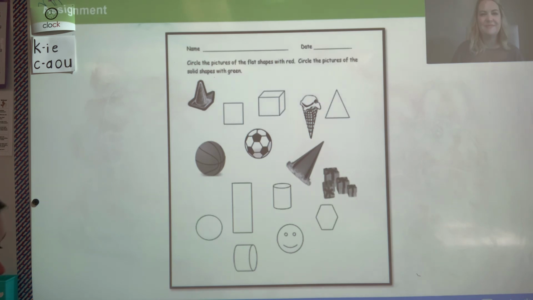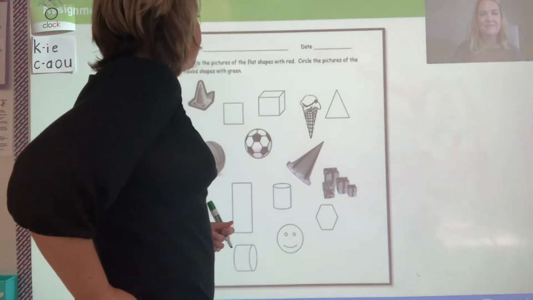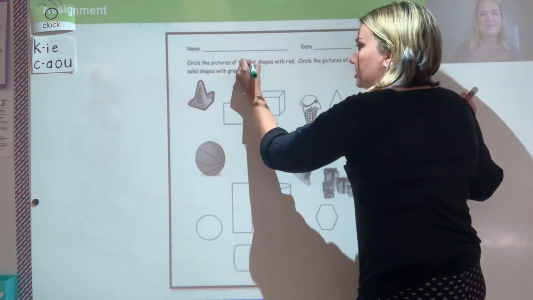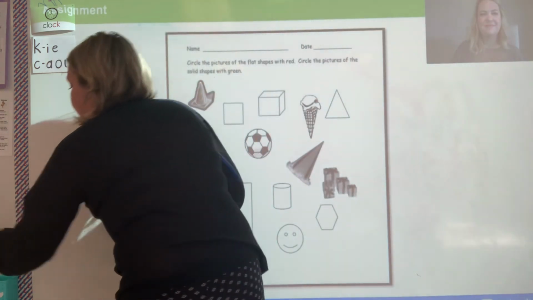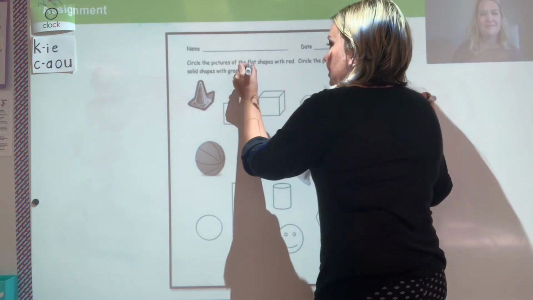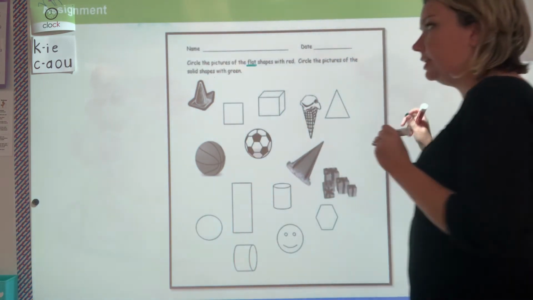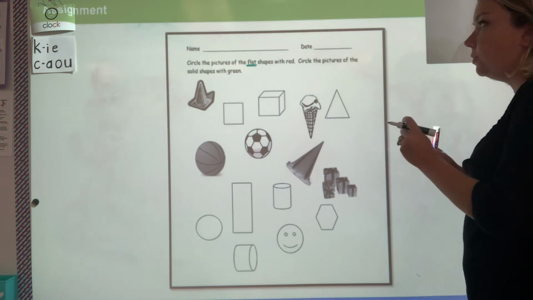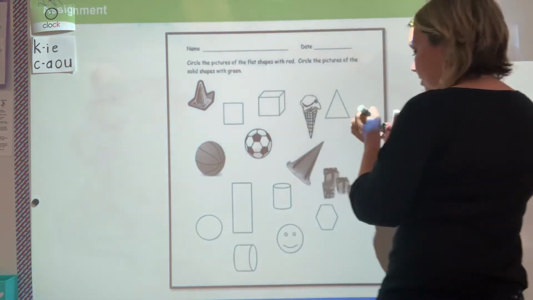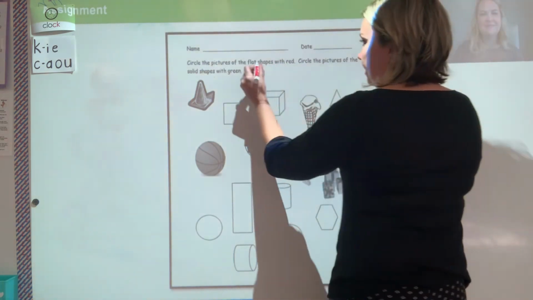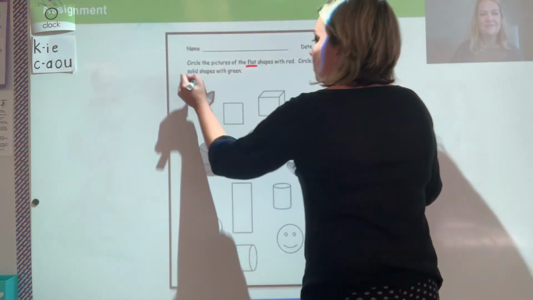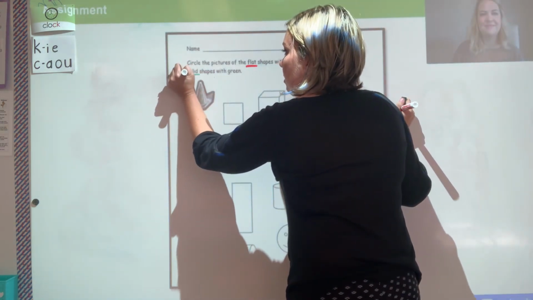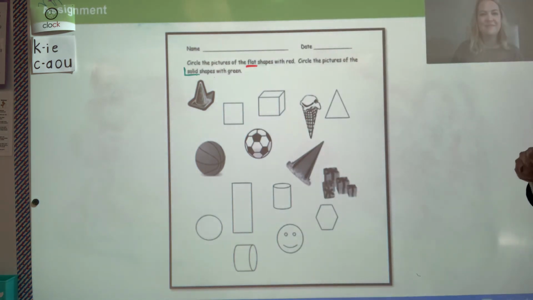Okay. So our directions say, color the pictures of the flat shapes green. So flat is green. And the picture of, oh, no, it says flat red. Sorry. The flat shapes are going to be red. And the solid shapes, or three-dimensional, are going to be green. So I'm going to do just one with you.